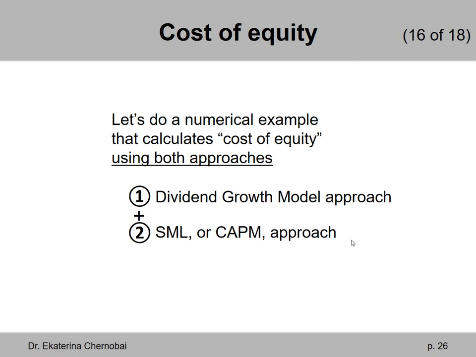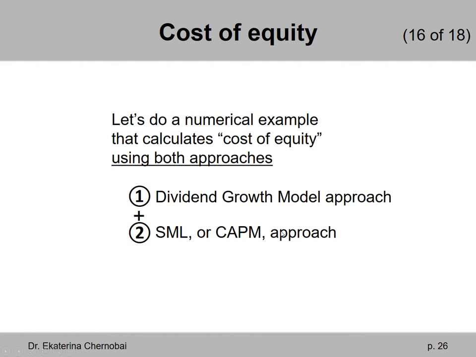So how do you know which approach to use, the dividend growth model approach or the SML or CAPM approach? You're either given in the problem, explicitly, use so-and-so approach, or you look at what's given to see: do I have everything I need for approach number one? Yes or no? Do I have everything I need for approach number two? Yes or no?